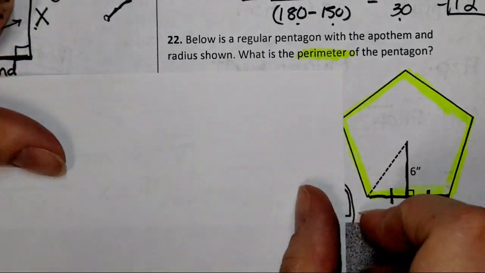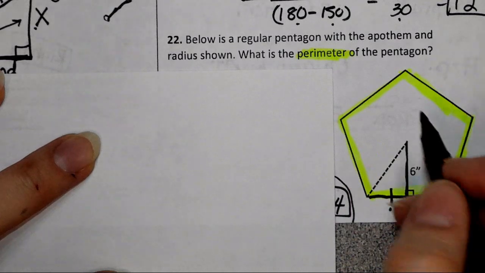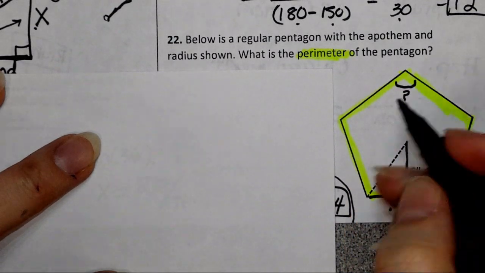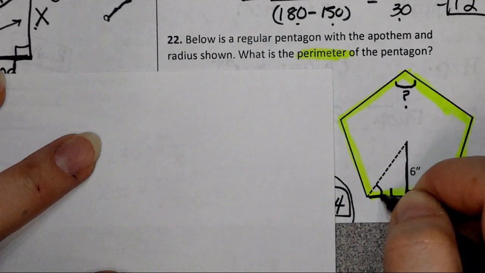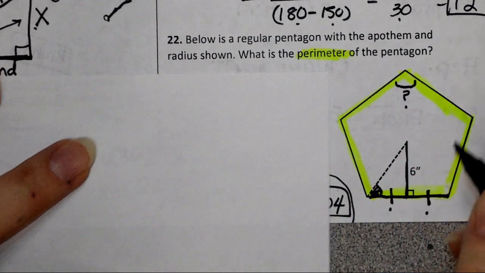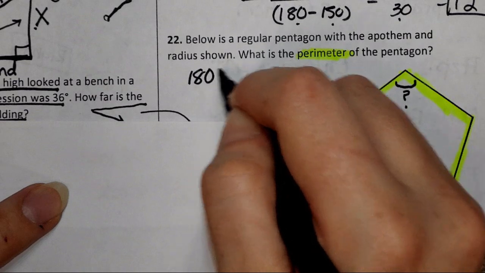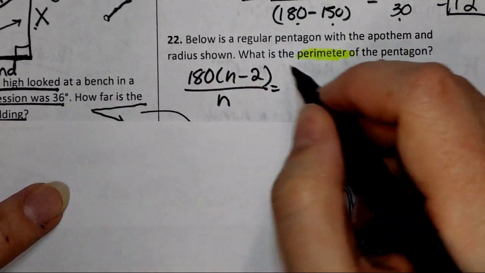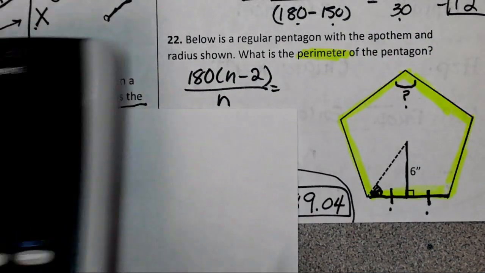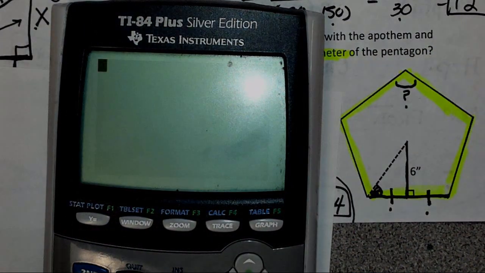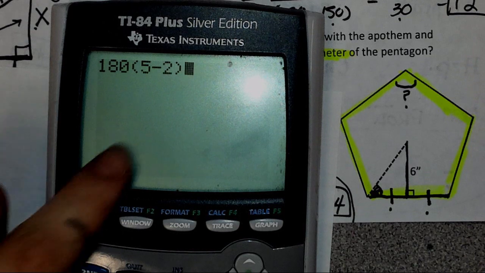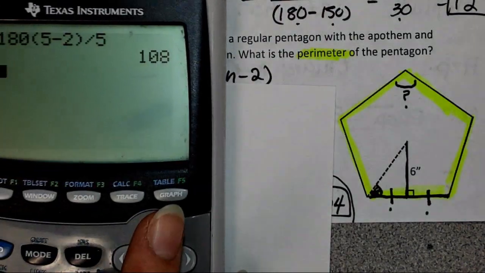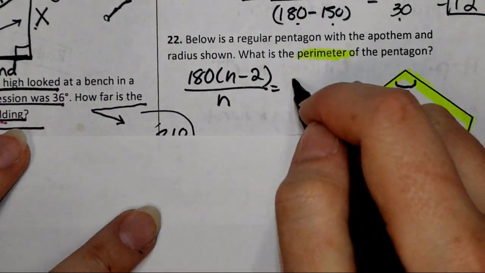I'm going to do a little scratch work over here. You have to start by figuring out what one interior angle would be, because we're going to use that interior angle to get this angle. So we're going to use the formula we used before, 180 times n minus 2 divided by n. In this case, n is 5. I'll show you on my calculator. 180 times parentheses 5 minus 2 divided by 5 is 108.